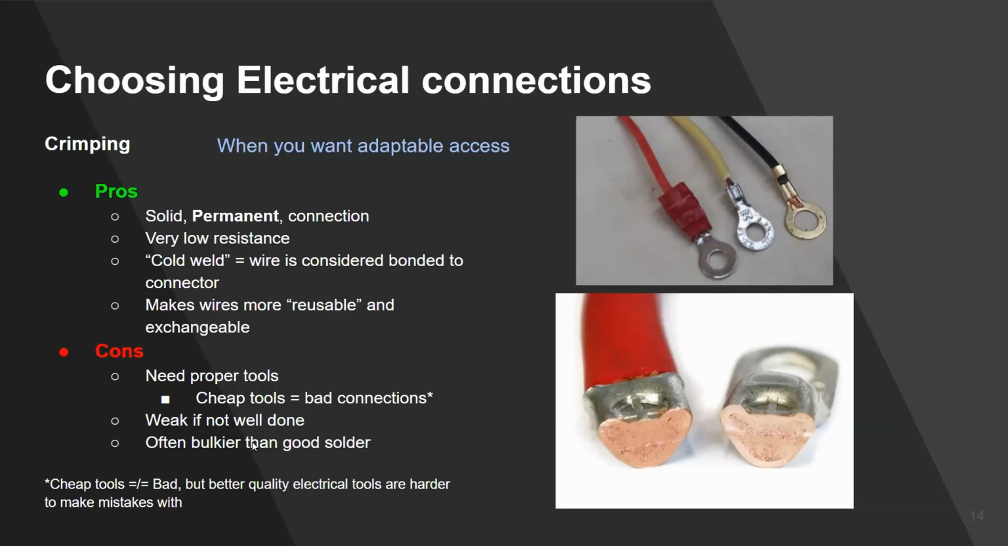Again, the big con is that if you have cheap tools, it'll give you a bad connection, and it's often bulkier than good solder. So personally, I've never been a fan of using crimps on anything that I know needs to be permanent. So if it's a direct motor connection, I wouldn't use a crimp for that, or even just a general connector. I like to solder my motors directly and then use a crimp to connect things. But again, sometimes crimps, especially if it's not the ones that lead to a terminal block, if it's just the direct connectors, they tend to pull apart if they get pulled too easily.